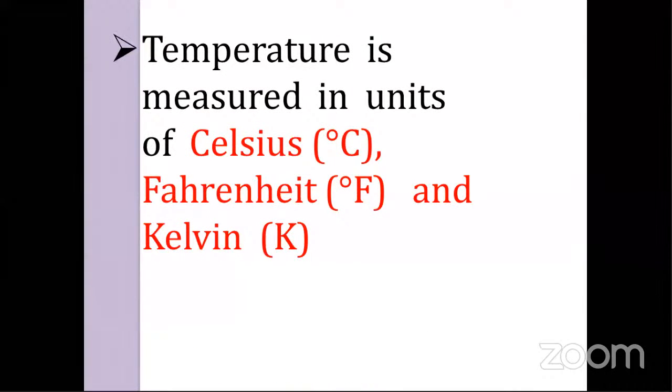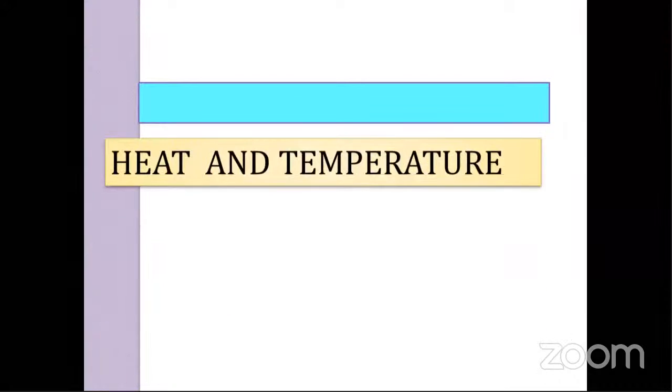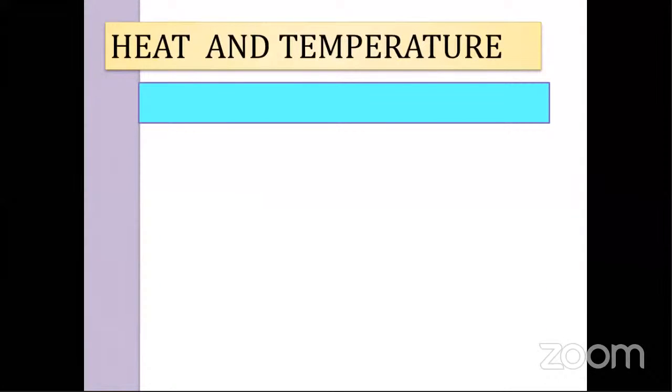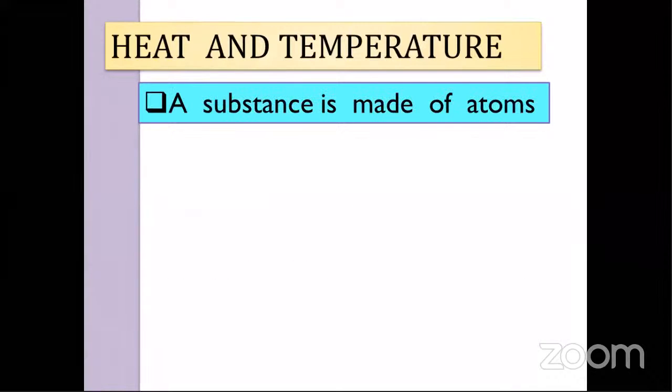Temperature is measured in units of Celsius, Fahrenheit, and Kelvin. All are measurement units of temperature. See here, we say 30 degrees Celsius, 100 degrees Fahrenheit. These are all units. Heat and temperature are related to each other. See here, a substance is made up of atoms.